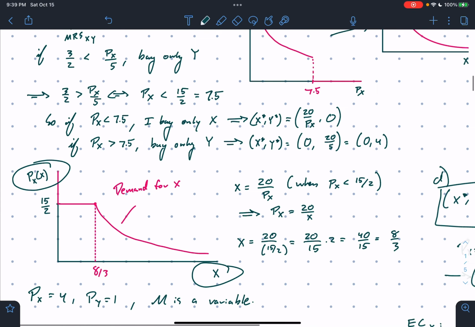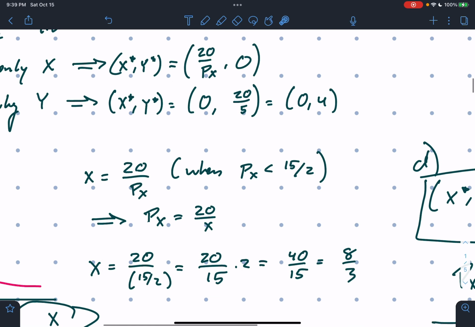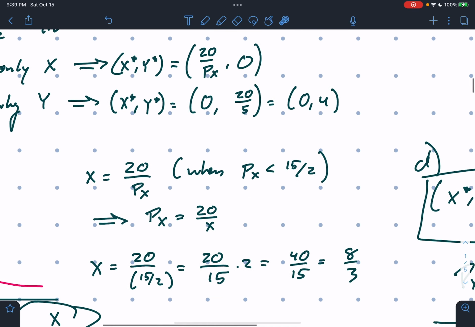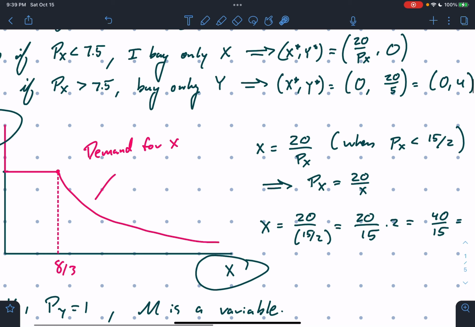It's the same thing. The way that we can do this mathematically is we note that x is equal to 20, my income, divided by px, when the price of x is less than 7.5. So we rearrange this and solve for px as a function of x. So the price of x is equal to 20 over x.